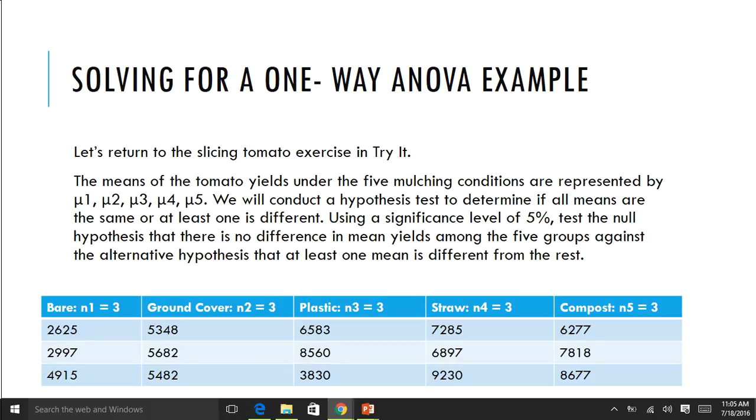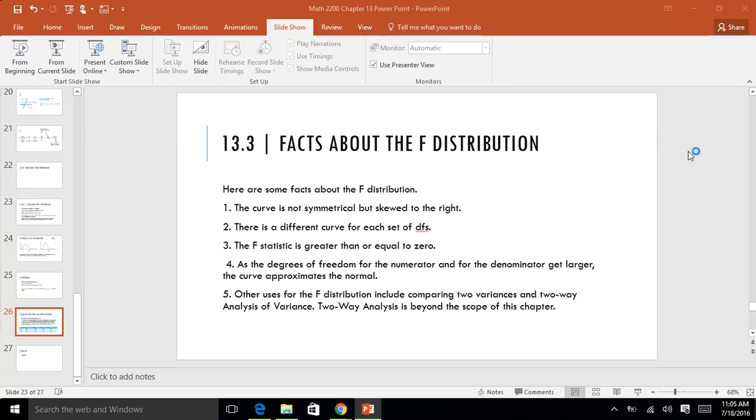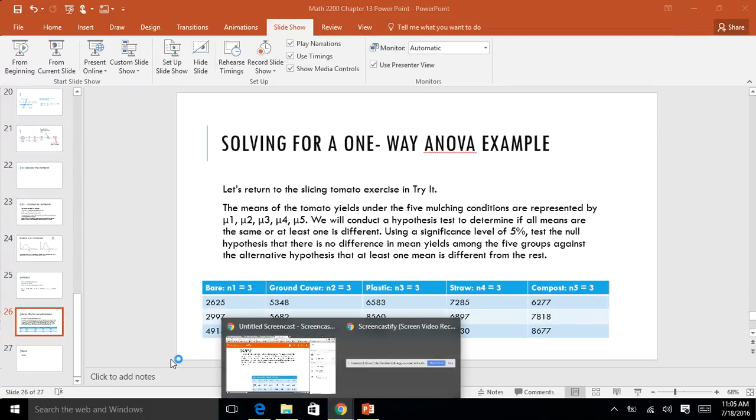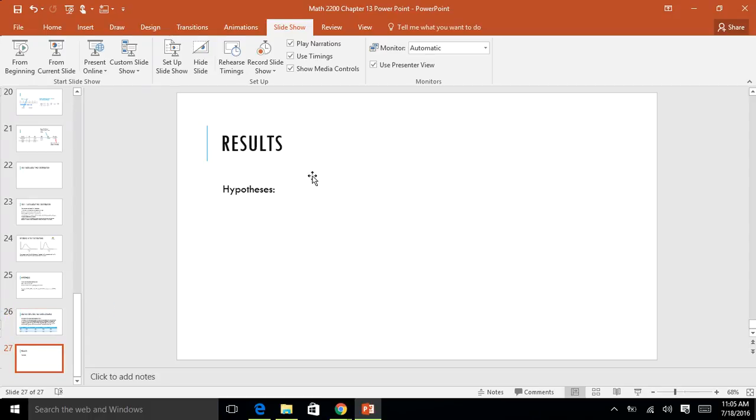Test the null hypothesis that there are no differences in mean yields among the 5 groups against the alternative hypothesis that at least one mean is different. Okay, so let me get out of this PowerPoint. Okay, so let's do the first thing. Let's talk about the means.